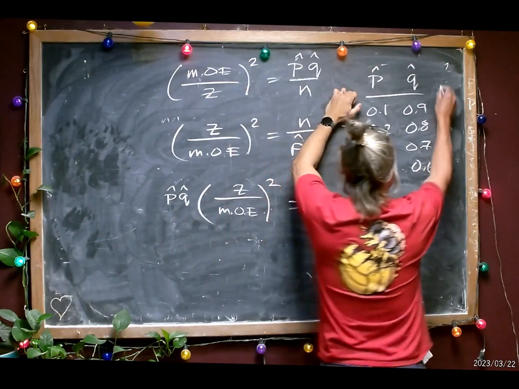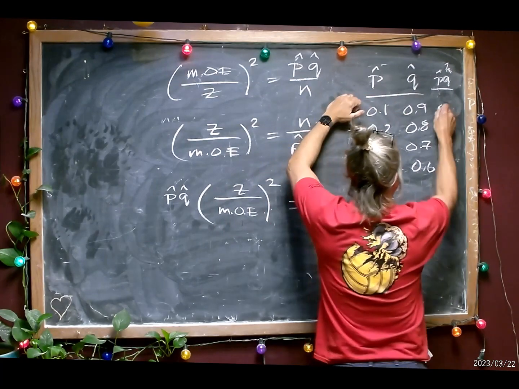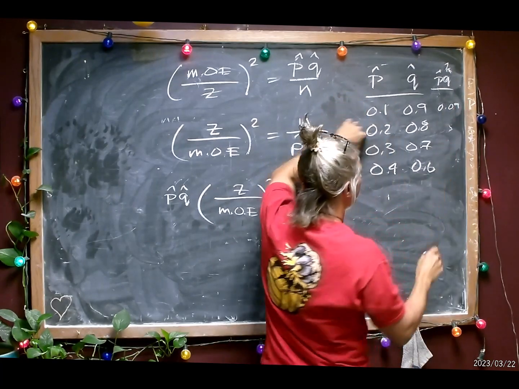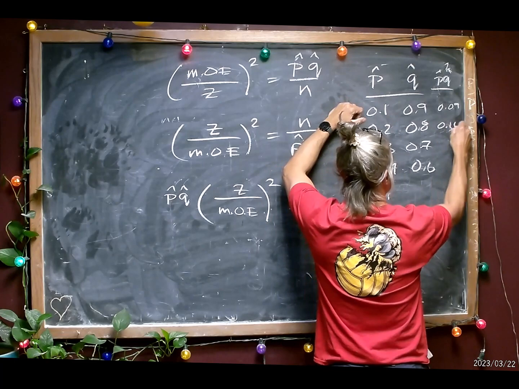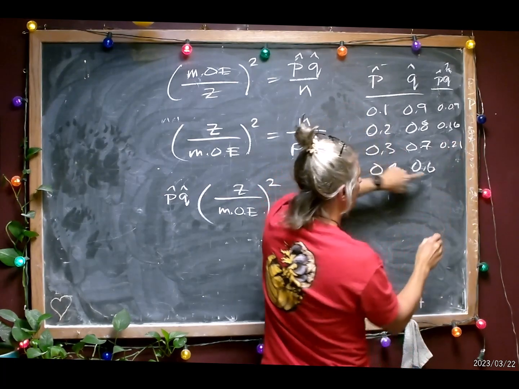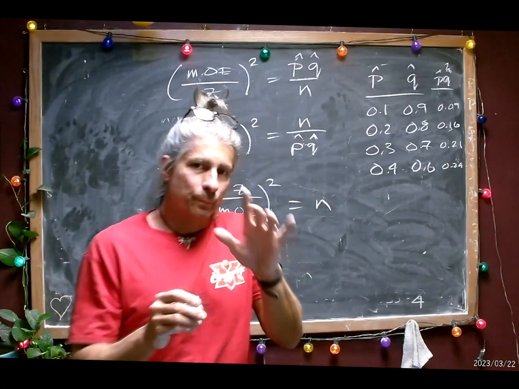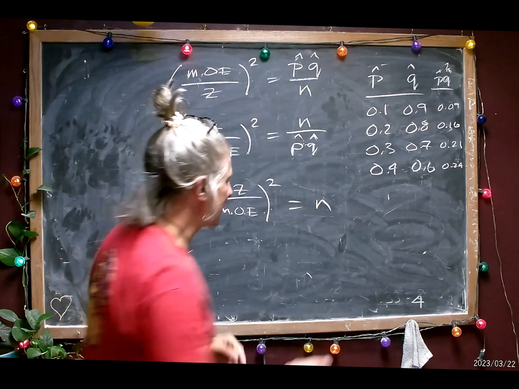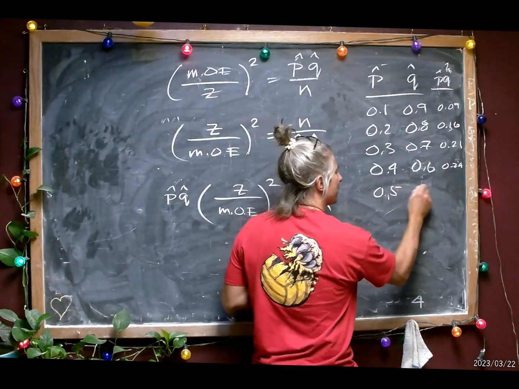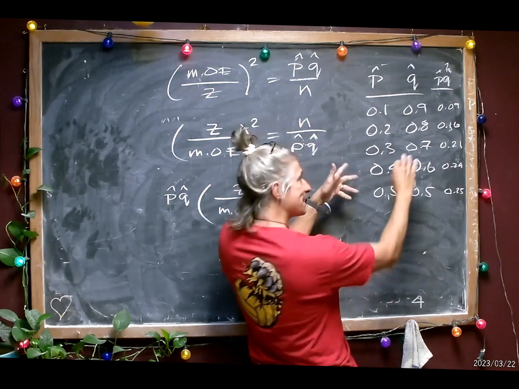If we multiply these things together, p hat times q hat, 0.1 times 0.9 is 0.09. 0.2 times 0.8 is 0.16. 0.3 times 0.7 is 0.21. 0.4 times 0.6 is 0.24. If we keep this list going, look what happens. Let's say it's 0.5 and 0.5. Well, that's 0.25.